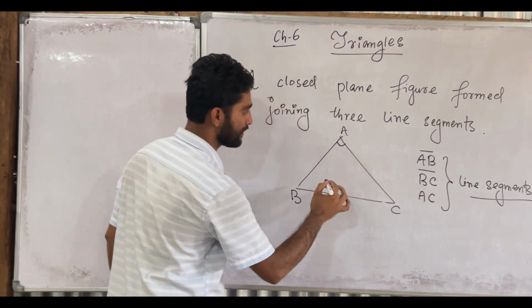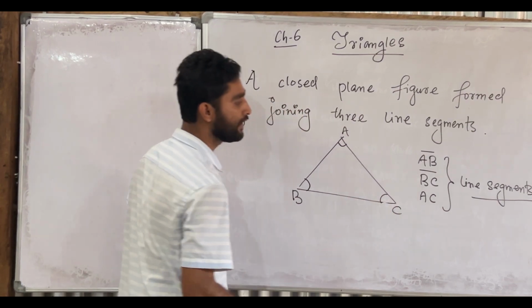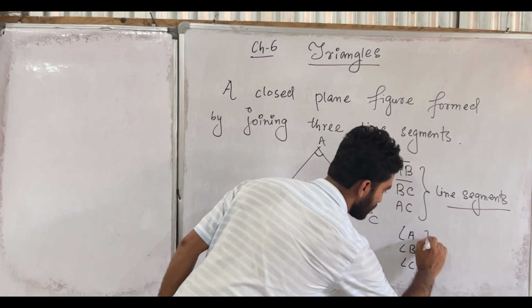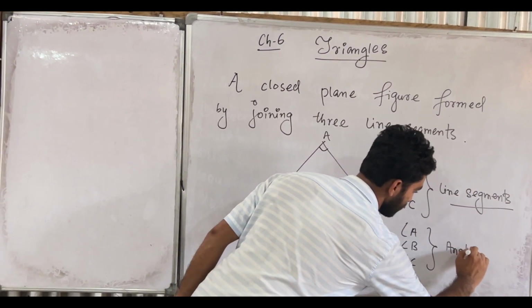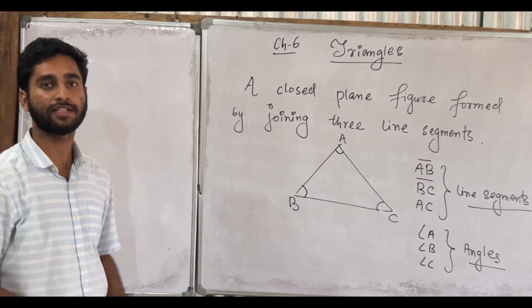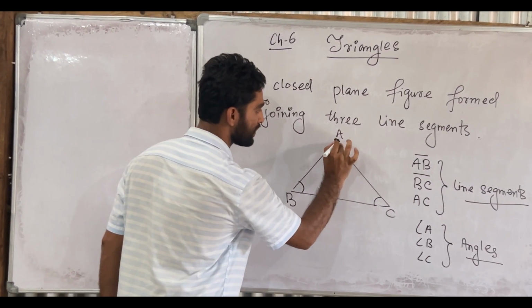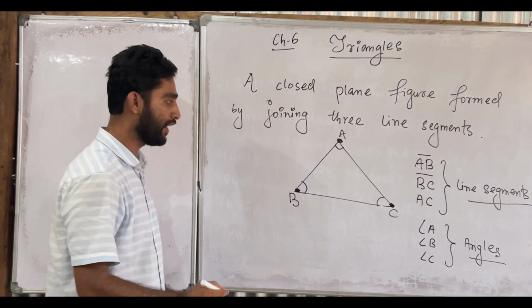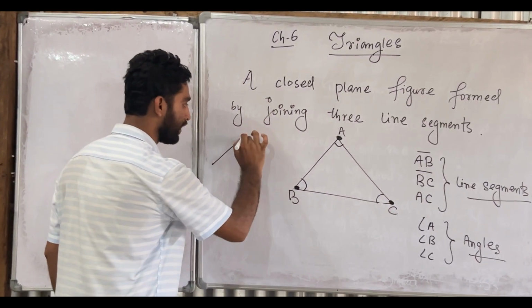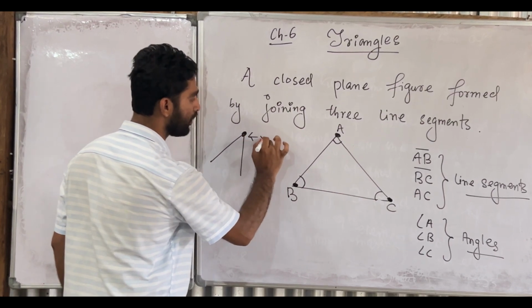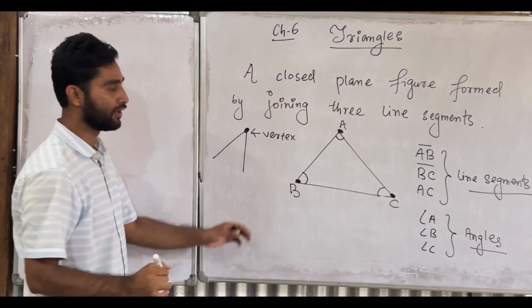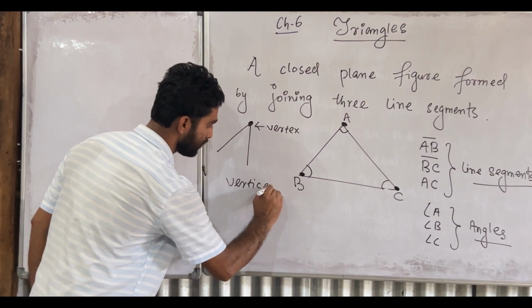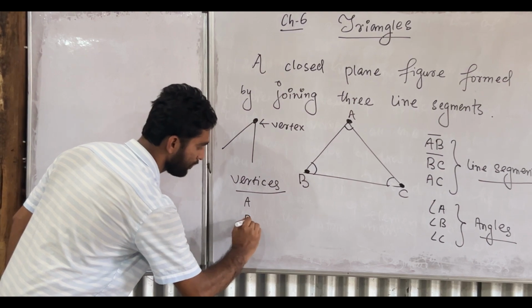So it has three angles: angle A, angle B, and angle C. These are the three angles. As well as it has three vertices. For example, this one is the vertex A, this one is the vertex B, and this one is the vertex C. Vertex means whenever any two line segments meet at a point, that meeting point is called the vertex. So in this triangle there are three vertices. What are these vertices? A, B, and C.